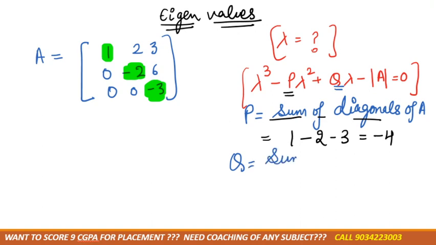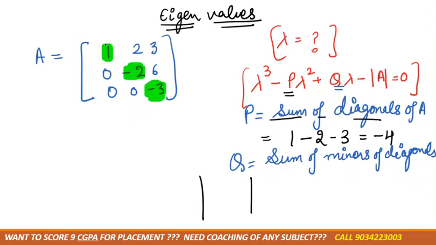What is q basically? That is the sum of minors of diagonals. See what exactly the minors are. Minors means, as you know, if we take the determinant, then we'll leave this row and we'll leave this column, right? Then what is left? That is minus 2, 6, 0 and minus 3. This one is left, right?